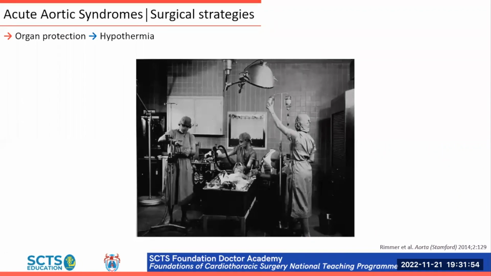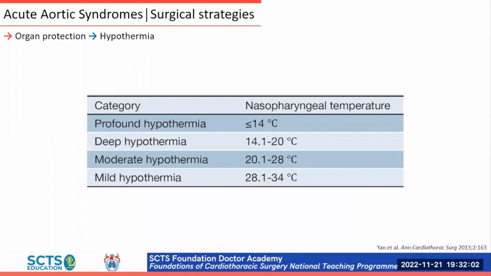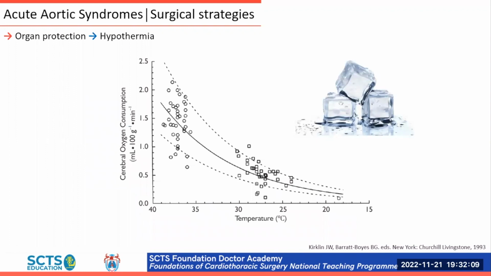In order to do this, since the 60s, the hypothermia concept was introduced. It's a very simple concept. This is the classification between mild, moderate, deep, and profound hypothermia. And the concept is that while you cool the body temperature, the oxygen consumption is also reduced.